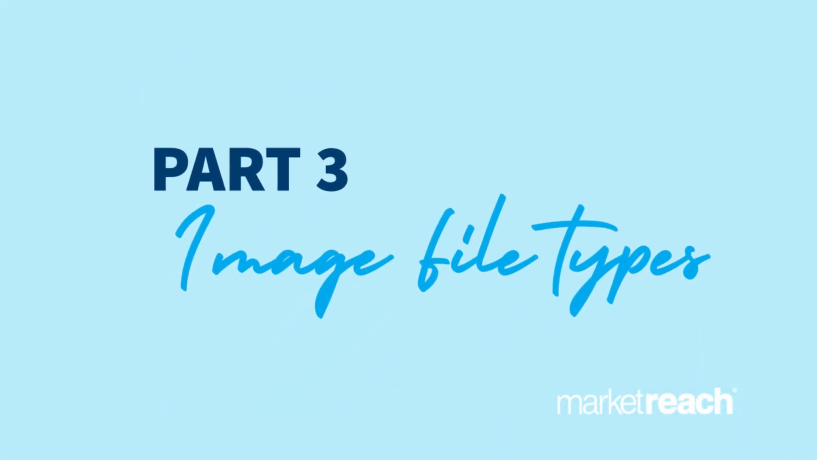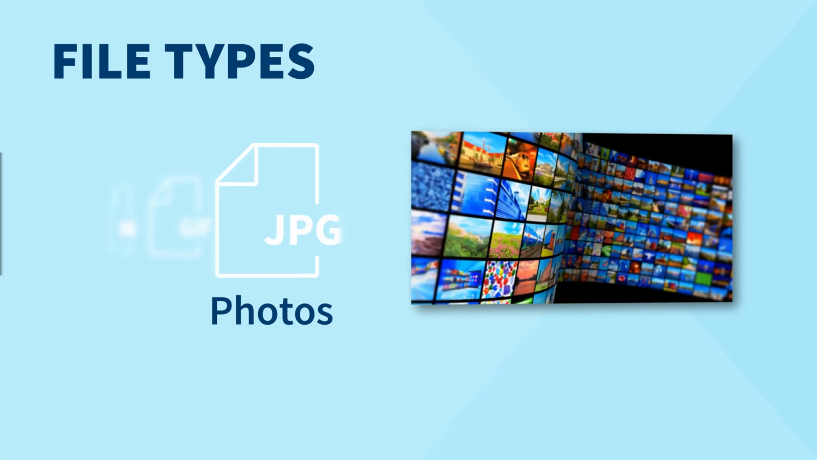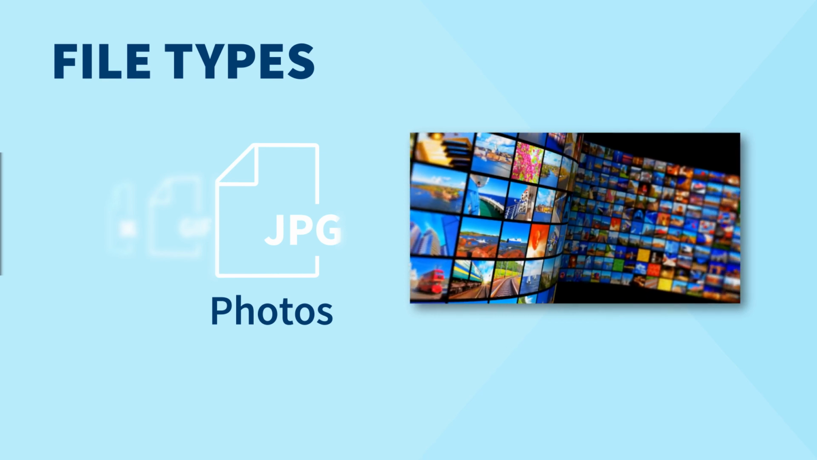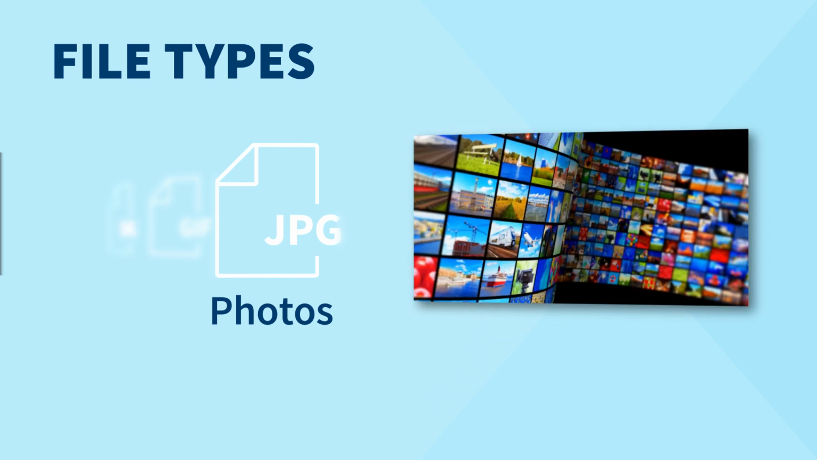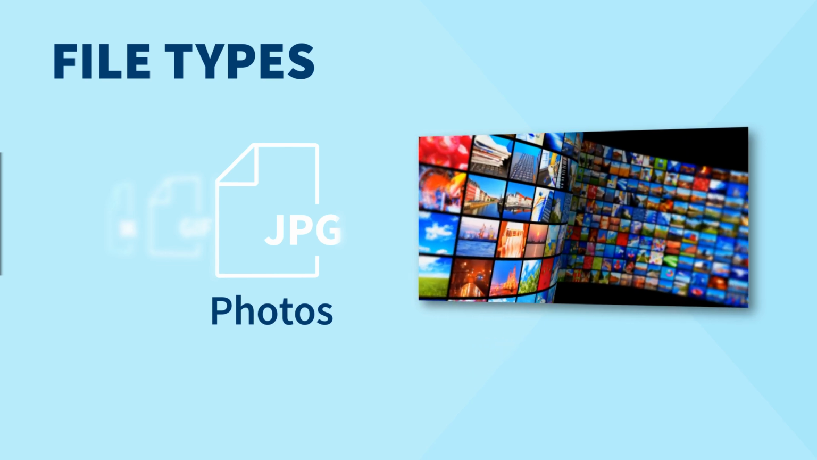Part 3. Image file types. Graphics come in many different formats. These 9 file types are probably the most common ones you will come across. JPEGs are best for photos uploaded to social media. This is due to the lossy compression method JPEG uses to trade quality for a reduced file size.